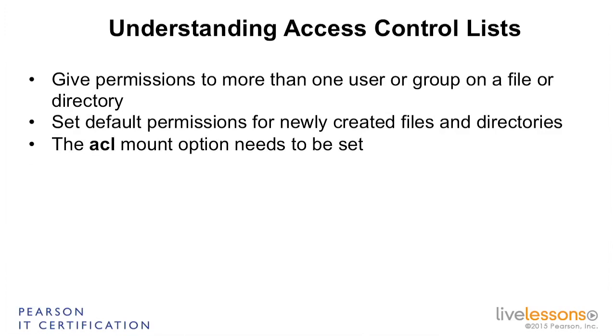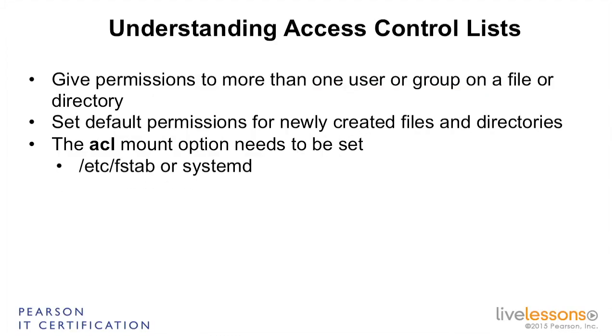If you want to use access control lists, you must make sure to set the ACL mount option. This mount option is not supported in all file systems by default, so in many occasions it's a manual action. And you can do that using the mount options in the /etc/fstab file or in systemd. I will explain later how you will do that in systemd. In /etc/fstab you should already know how to do that.